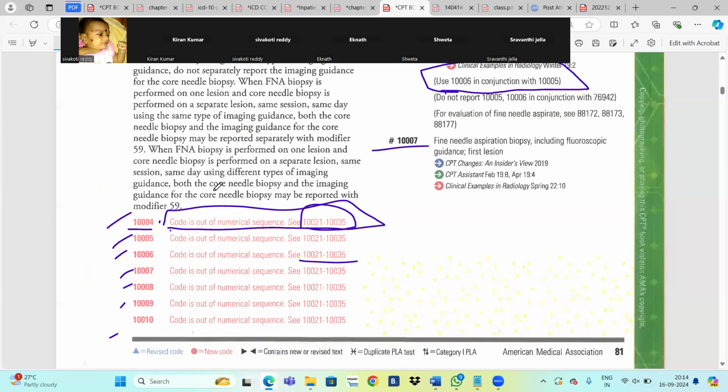I didn't get you. Out of sequence means, order wise, right? CPT codes are arranged in order, all are numerical codes. They are arranged by number sequence. If any code is missing from the sequence, you will get the hash symbol. Okay, sir.